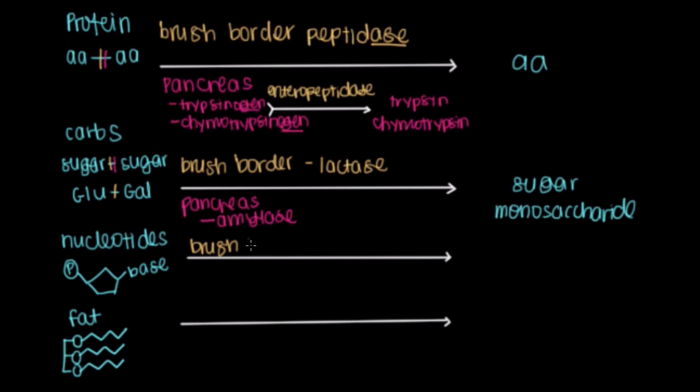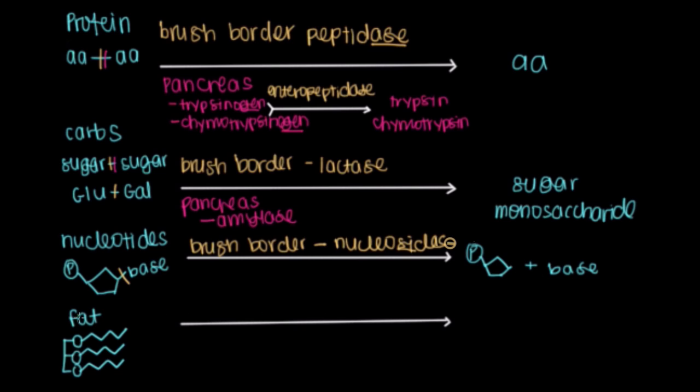When it comes to nucleotides, the brush border helps us as well. The specific enzyme set that we have on our brush border that helps break apart nucleotides are called, wait for it, nucleosidases. And the reason why we have nucleosidases and not nucleotidases is because it breaks this bond right there, resulting in this phosphate group sticking on the ribose sugar. But now we've got our base as a completely separate unit from the nucleoside.